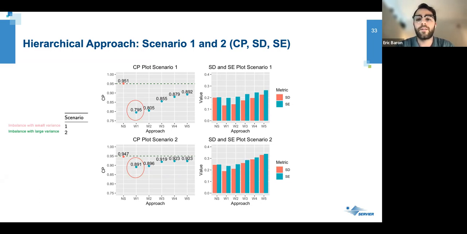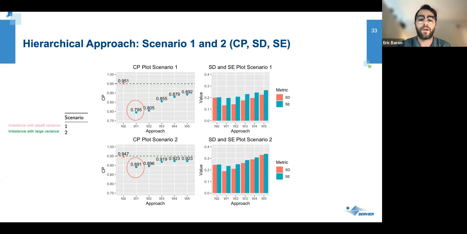Then when we inspect the standard deviation and standard error, we see that our standard error, at least within our stratified approach, is consistently smaller than our standard deviation. What this tells us is that when we're using these propensity score Bayesian stratification methods, there's an underestimation of our variance, the estimated variance of our combined parameter of interest.